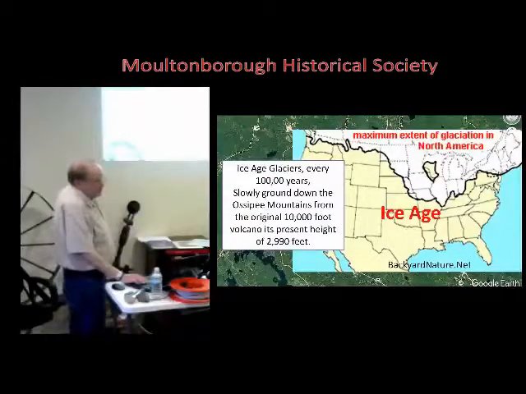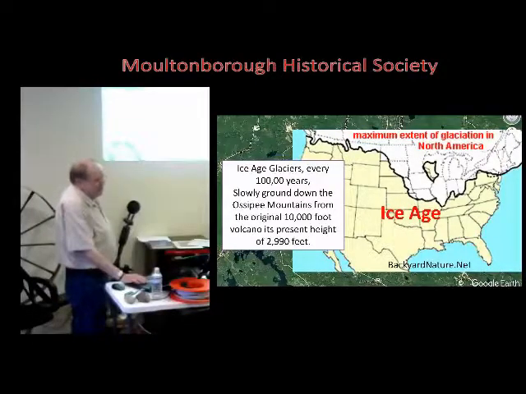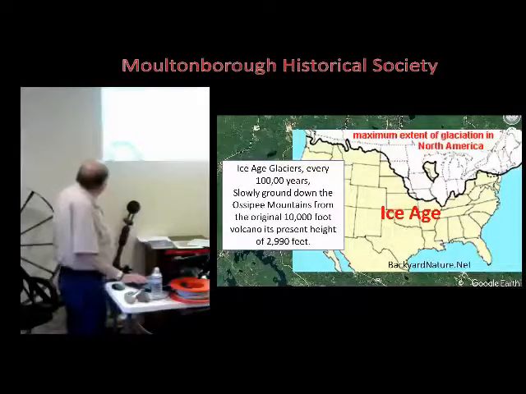Then, after the volcano, the ring dike, and all of that happened, we have ice ages. Lots and lots of ice ages, every 100,000 years. And it kind of ground down the top of the mountain to its present height of 2,990 feet.